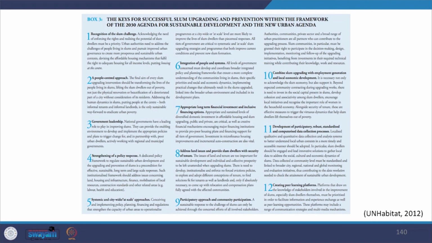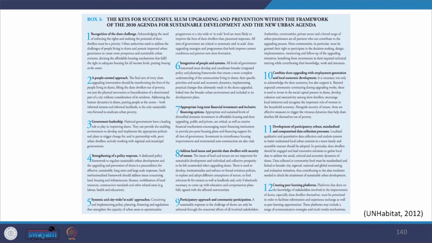Further, we see that it emphasizes strengthening of policy response. As per UN Habitat, a dedicated policy framework to regulate sustainable urban development and upgrading and prevention of slums is a precondition for effective, sustainable, long-term and large-scale responses. Next, it highlights systemic and citywide at-scale approaches. So the approaches need not be fragmented, but the approach has to be taken at the city level.